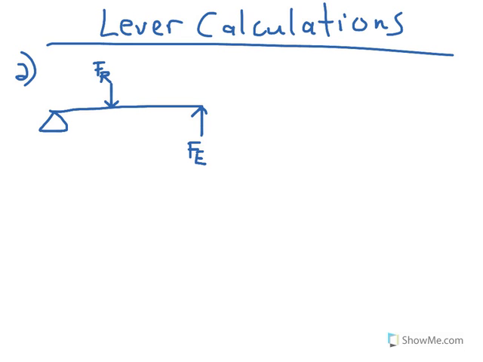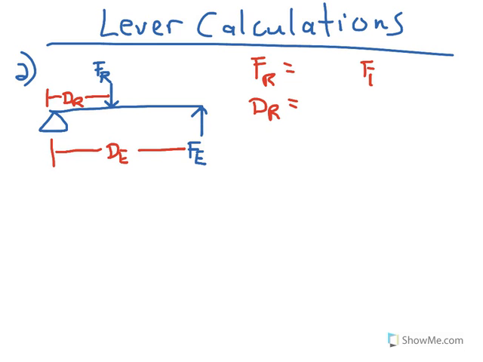And then we have to include in this the distance of the resistance, which goes from the resistance to the fulcrum, and then the distance of the effort, which goes from the effort to the fulcrum. This is how every second class lever picture is going to look. So let's write down each of these variables. We got the force of the resistance, we have the distance of the resistance, we have the force of the effort, and we have the distance of the effort.